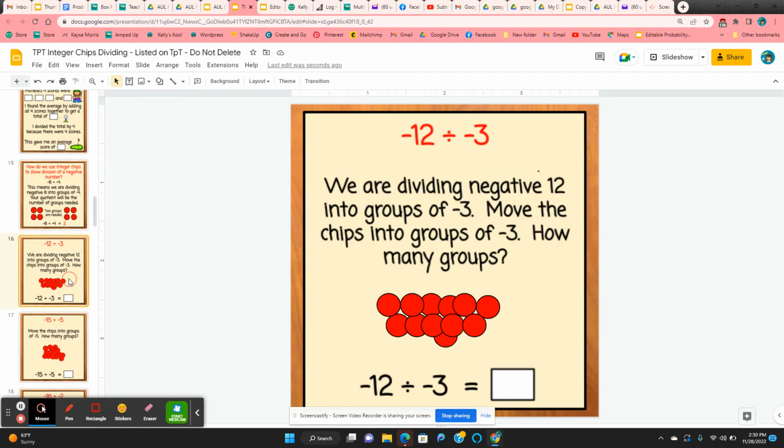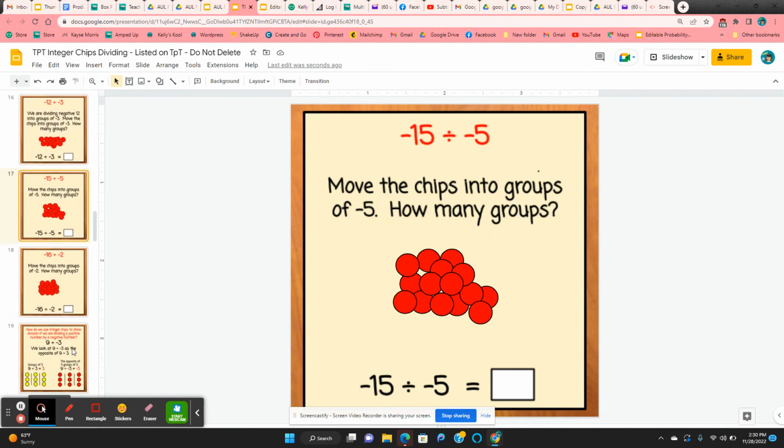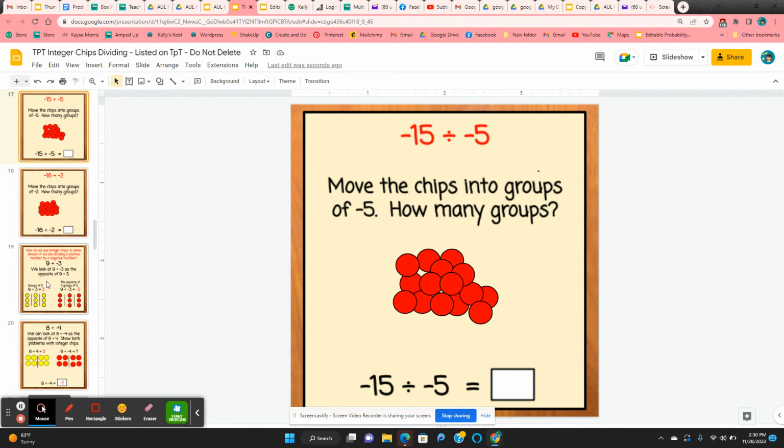Then they're going to have a couple of slides where they have to show this. So negative 12 divided by negative 3. They're going to put this negative 12 into groups of negative 3, and their answer will be the number of groups. It'll be a positive number. Do the same thing on 17 and 18.